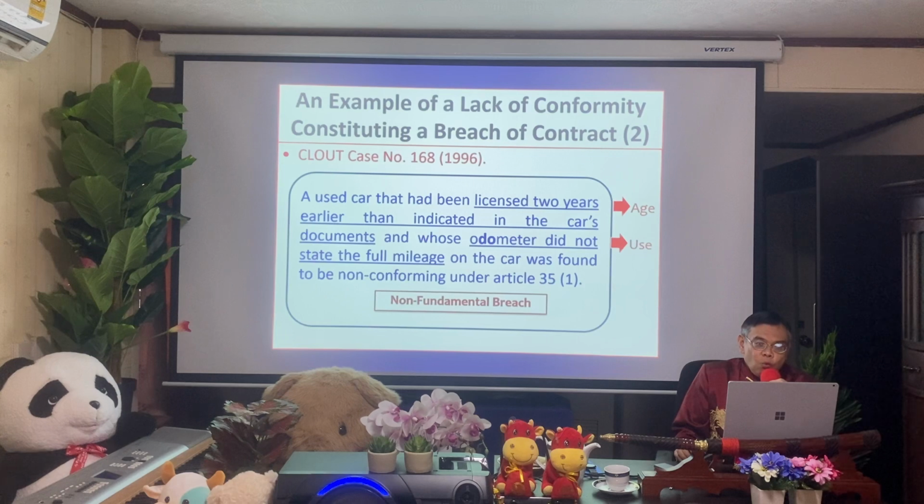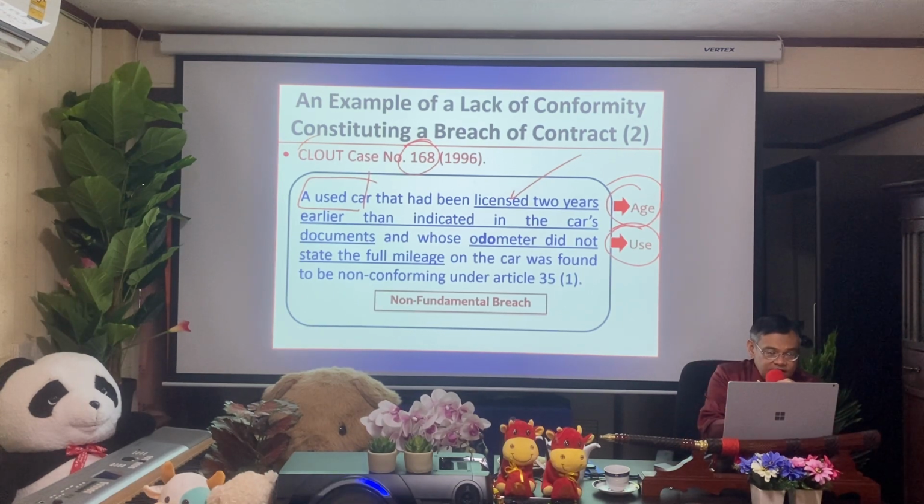Now, in one more case, which is indeed drawn from the CLOUT case number 168, it was concerned with the sale of a used car. This used car did not conform with the contract in two respects. First, the age. Secondly, the use of the car. It was found that this car had been licensed 2 years earlier than indicated in the document pertaining to the car. We can check the age of the car by looking at the document. The document says that it was licensed in that year, but in fact that car had been licensed 2 years earlier than the indication made in the document.